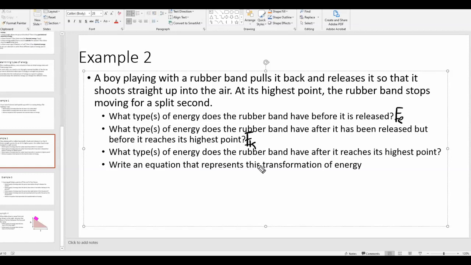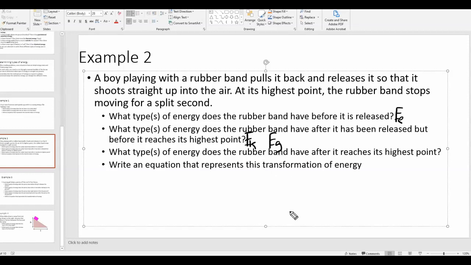Does it have a spring or rubber band? Yeah, but it's been released, and if it's been released, there's no more elastic potential energy. Okay, so there's no EE. Does it have height above the ground? Yeah, because it was shot up into the air. Okay, so yeah, it has some EG, gravitational potential energy.